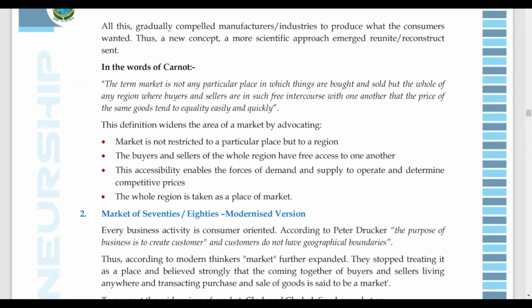This definition widens the area of market by advocating that market is not restricted to a particular place but to a region. The buyers and sellers of the whole region have free access to one another. The accessibility enables the forces of demand and supply to operate and determine competitive prices. The whole region is taken as a place of market.